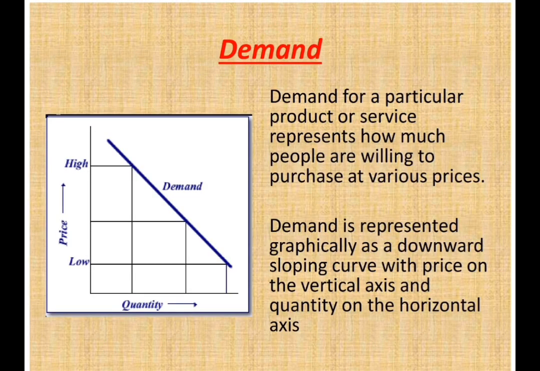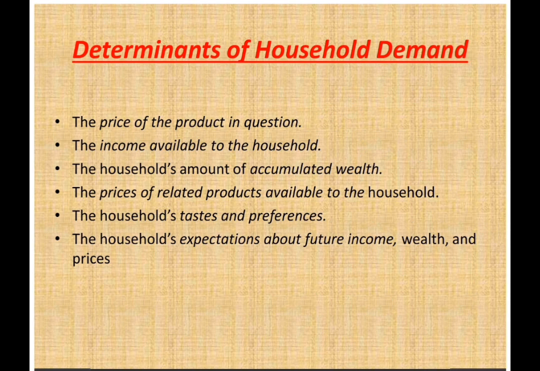Demand for a particular product or service represents how much people are willing to purchase at various prices. Demand is represented graphically as a downward sloping curve with price on the vertical axis and quantity on the horizontal axis. Now let's see about the determinants of household demand. The price of the product in question, the income available to the household, the amount of accumulated wealth, the price of related products available to the household, tastes and preferences, and the household's expectations about future income, wealth, and prices.